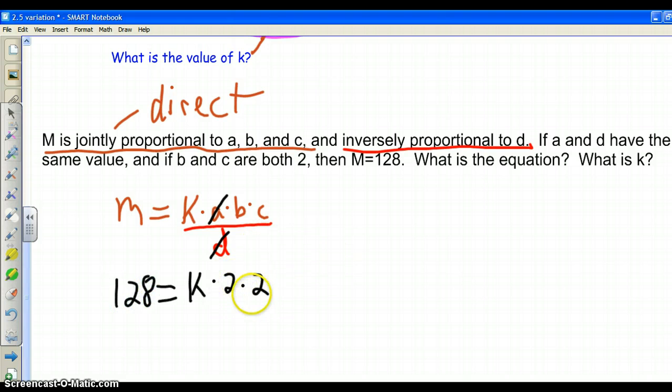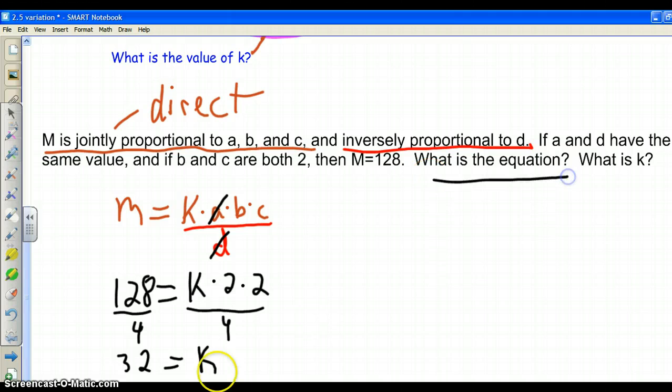And so I'm going to then divide by 4 to cancel that out over here. Get K equals 128 divided by 4, which is actually 32 here. And so then we just do our last step. What is the equation? Right, we found K. What do we do with our equation?